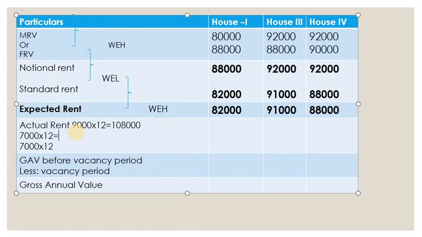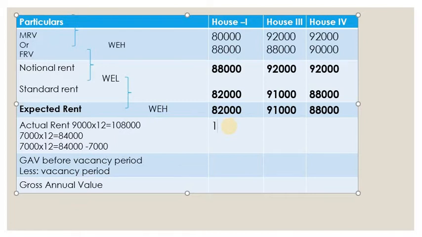Then for 7,000 into 12, it is 84,000. For this 84,000, this is the annual rent. So minus any unrealized rents. For this house there is no unrealized rent. For the third house also there is no unrealized rent. But the fourth house has an unrealized rent, so that is 1 month. So minus 7,000, and we will get the total actual rent.